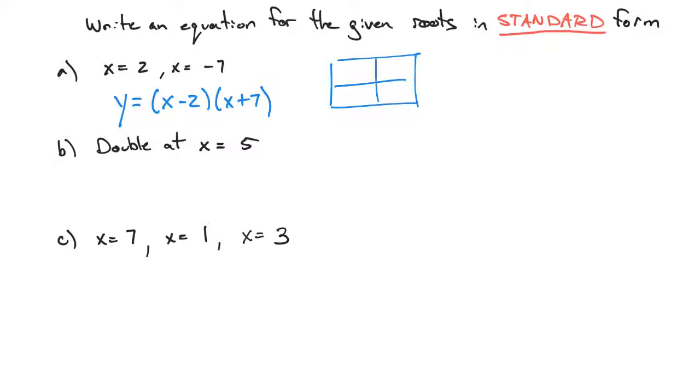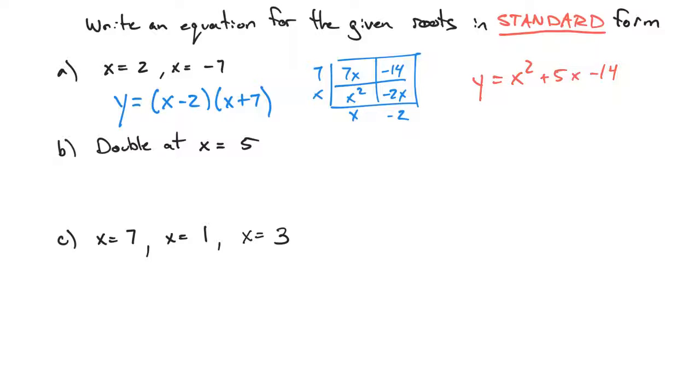You can use a generic rectangle if you need to, x minus 2 and x plus 7. So as you multiply out all the different parts of your generic rectangle, you'd end up with your standard form equation as y equals x squared plus 5x minus 14.